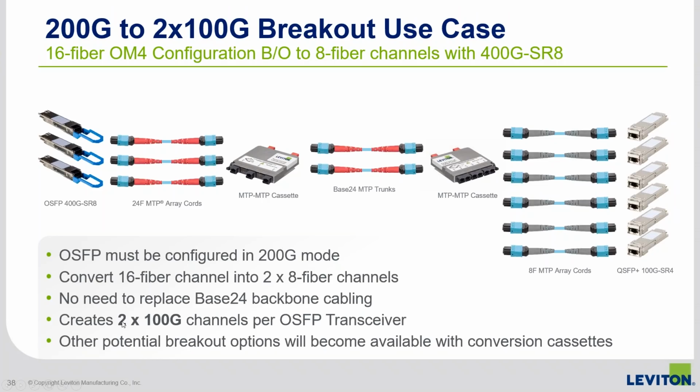So this again creates that for every OSFP transceiver here, it'll break out into 200 gig channels. There are other options that will become available in this scenario with an SR8, and there'll be conversion cassettes to accommodate that as well. It's still questionable how much adoption there's going to be on this particular option in terms of the SR8, but we want to make you aware of what's out there and the options available to support that.